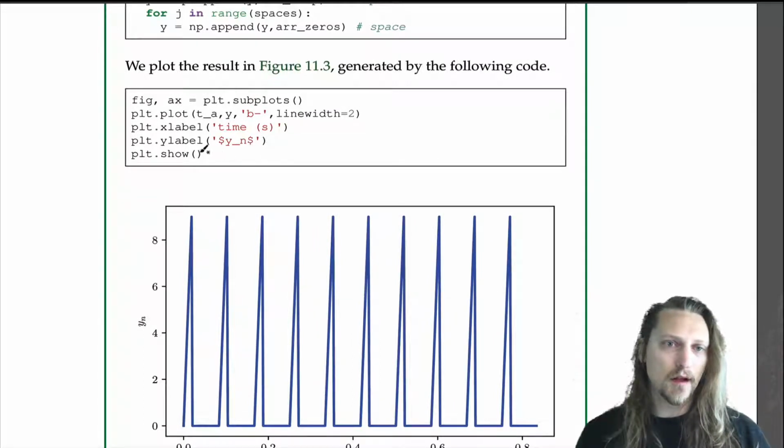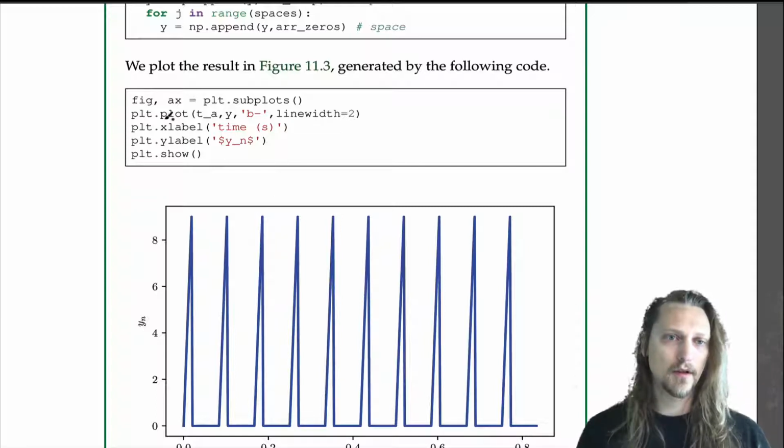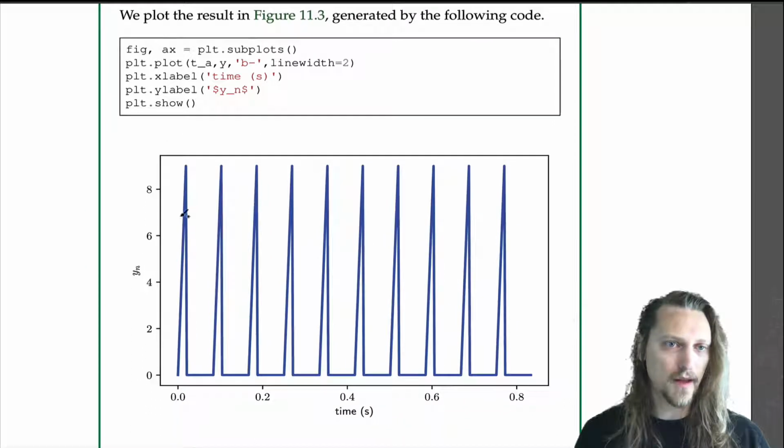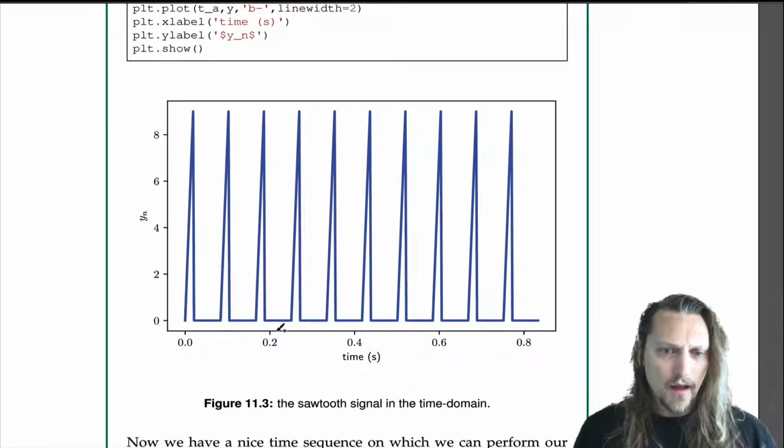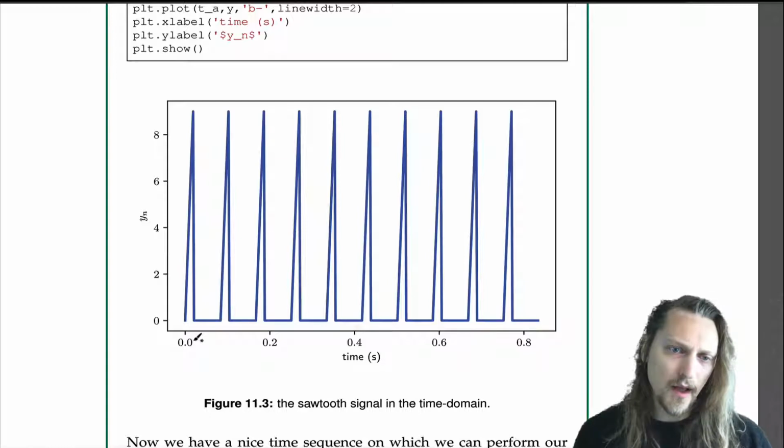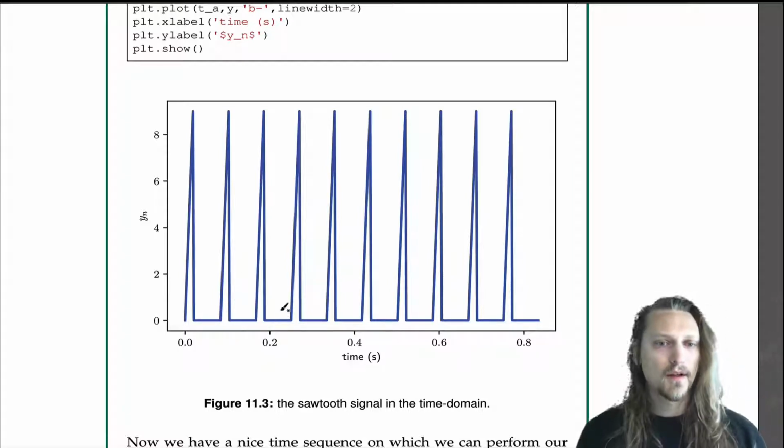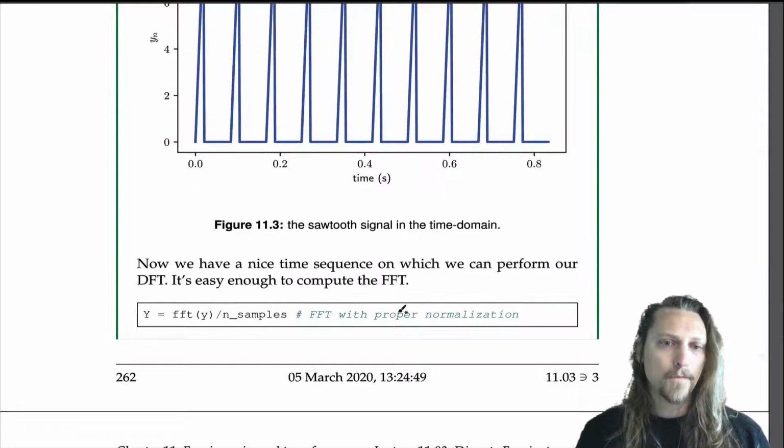Just using pretty straightforward matplotlib functions. So plot is the function that actually plots it, and we see that we have a sawtooth followed by 3 spaces, so 1, 2, 3, and then another sawtooth followed by 3 spaces, etc. And we have 10 periods total, just like we designed it to have. Okay, so now we have a nice time sequence on which we can perform our discrete Fourier transform.